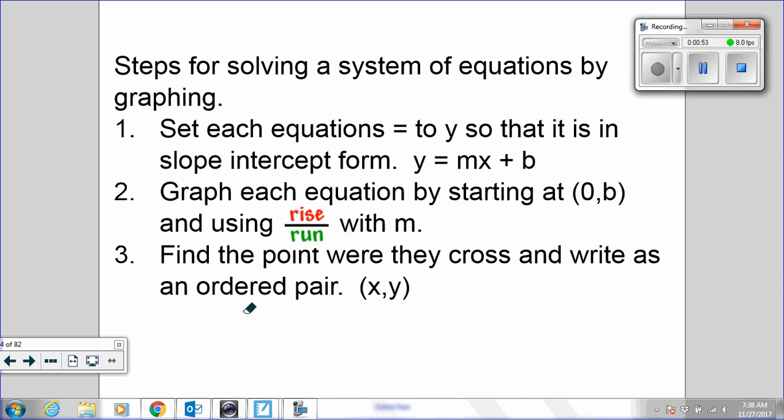Then my final step is to take a look and see where they cross. And wherever they cross, I'm going to write that as an ordered pair for my x and y, and that's going to be my answer. If they don't cross, then it's no solution. And if they overlap each other, the two lines, then it's going to be an infinite amount of solutions. So let's take a look at our first example.